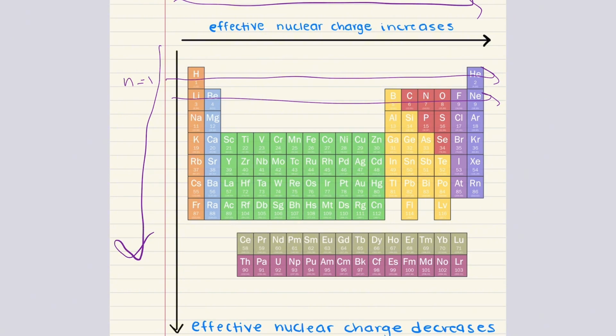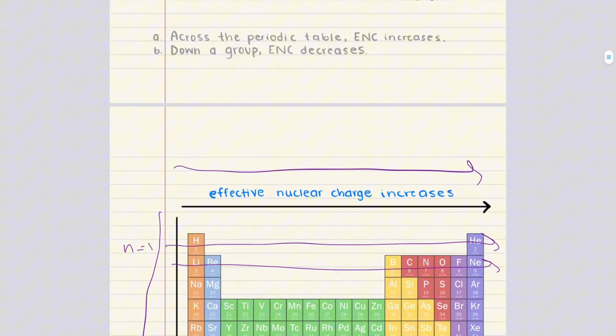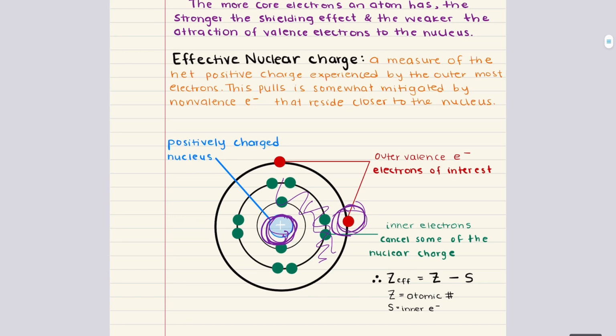Now that we understand shielding, let's talk about effective nuclear charge. These two ideas are interrelated, but they're distinct, so pay attention. Effective nuclear charge is the net positive charge that valence electrons actually experience after accounting for shielding. It considers both the attractive force from the protons and the shielding effect from the core electrons.